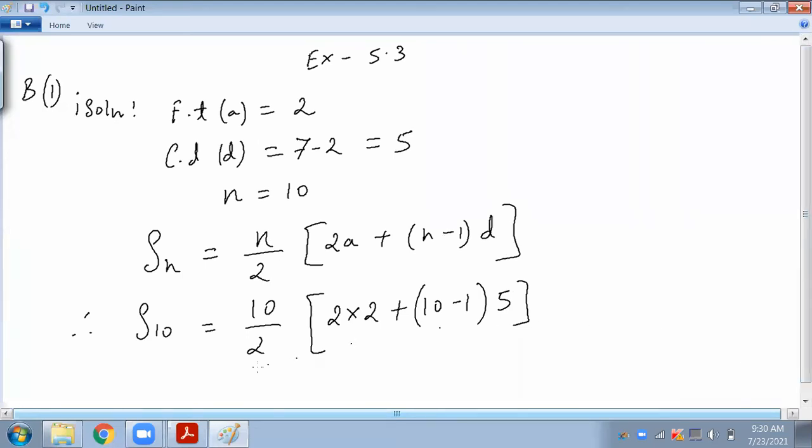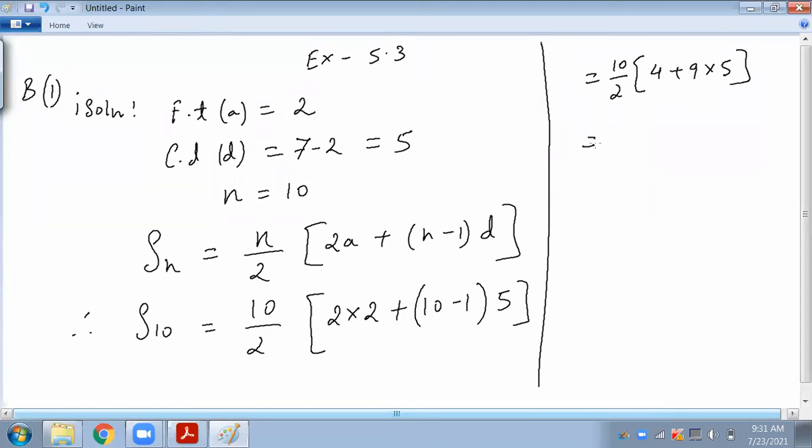Now we are going to solve this. So first solve the bracket. Don't cut the other things. Just solve the bracket. So it will be equal to how much? 10 by 2, 2 into 2 is 4 plus 9 into 5. Then again solve it. It will be 4 plus 9 times 5 is 45.